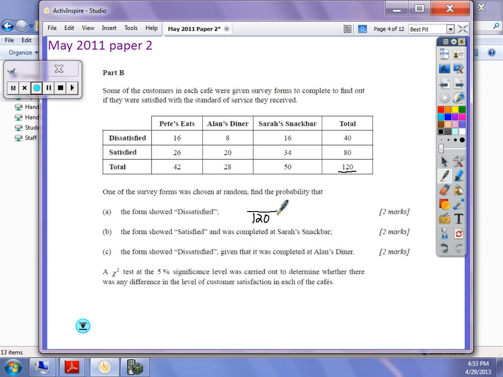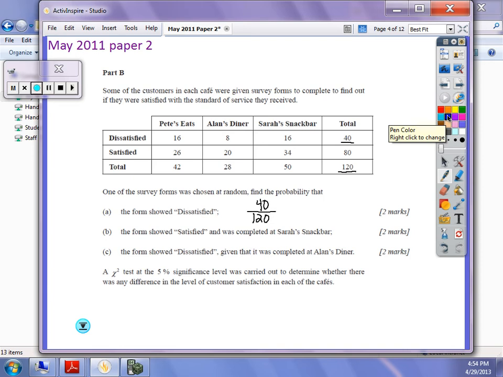So the probability that the form shows dissatisfied is 120 in the denominator. And how many were dissatisfied? Well, we look and they show us that there are a total of 40 dissatisfied customers out of the 120 customers. Move on. Do not reduce that fraction. Do not change it into a decimal. You're just creating for yourself one more place to make a mistake.